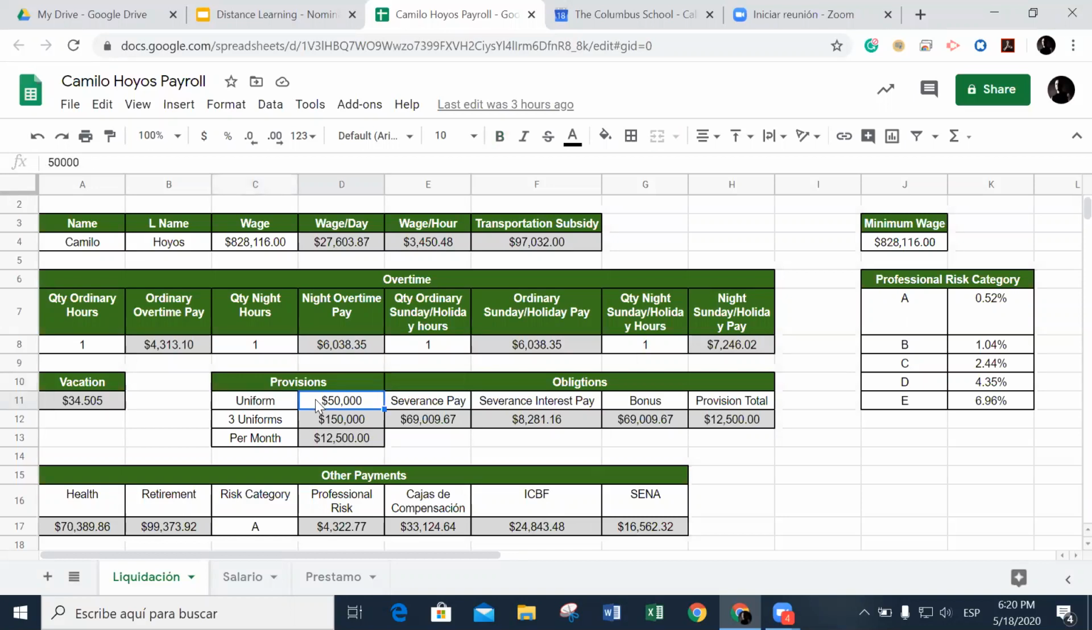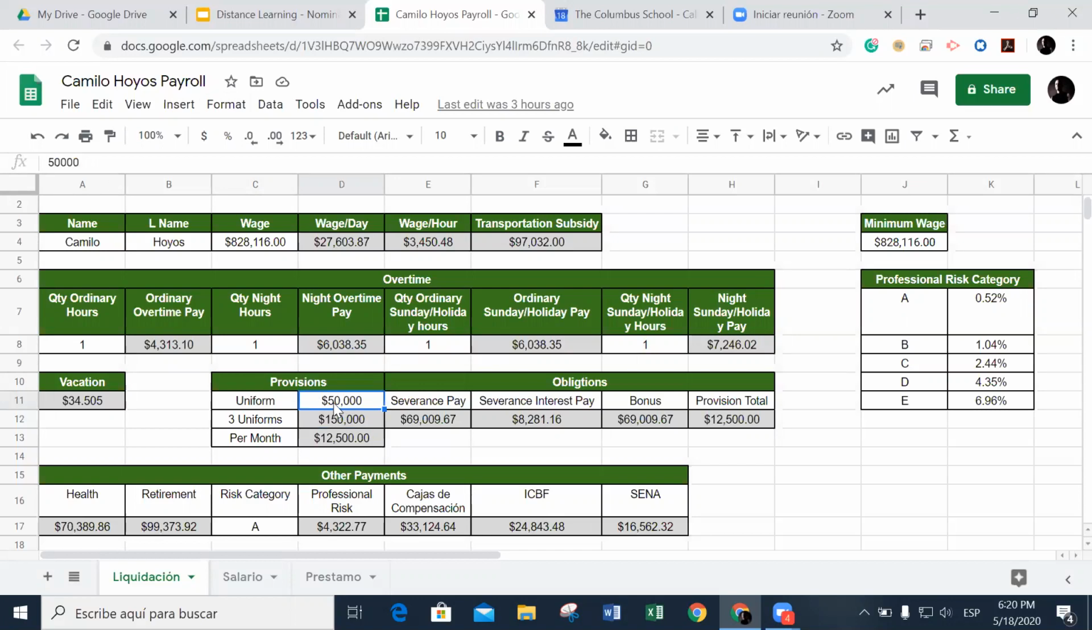So you have to give them the uniform, which is 3 uniforms per year. In this case, it's going to be $50 per uniform. So 3 uniforms would be $50 times 3, which goes in this cell right here. As you can see in here, the formula is equals 3, which is 3 uniforms, times D11.